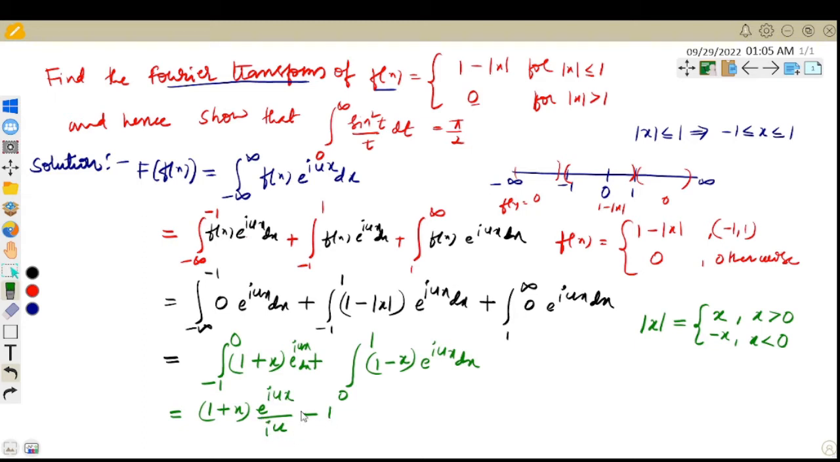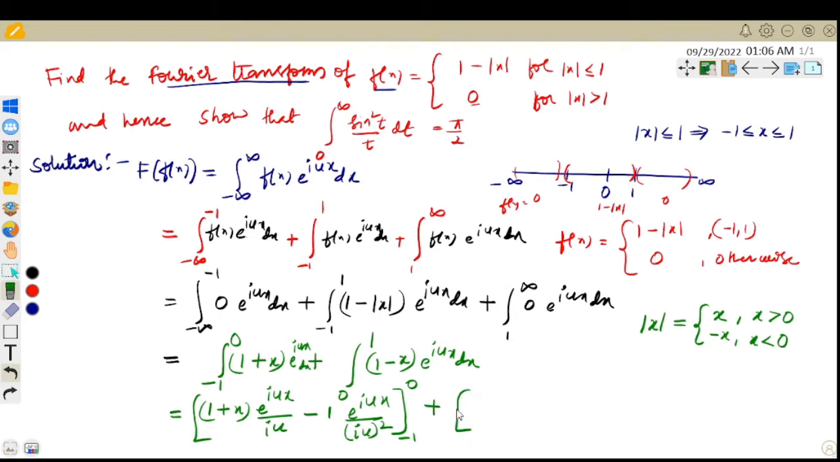Again, the integration of this term is e raised to iux divided by iu, and there is one more iu multiplied, so it will become iu whole square, between the limits minus 1 to 0. So why have I stopped here? Because the differentiation of 1 is 0.